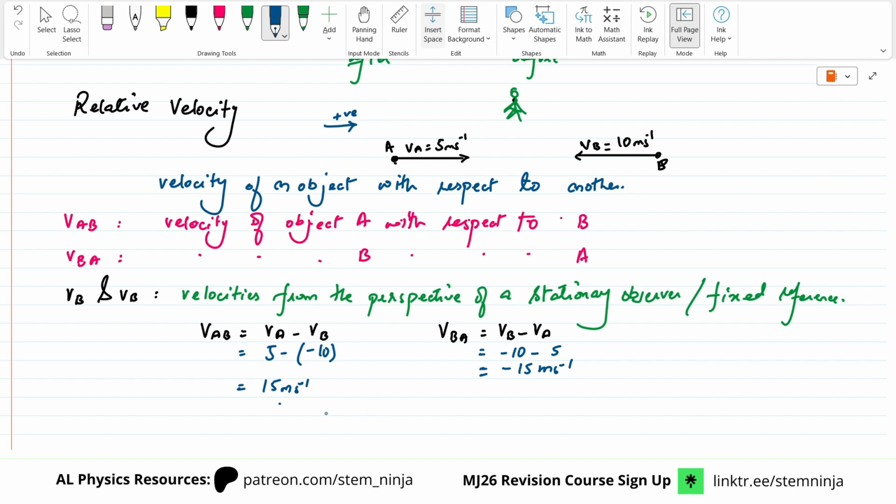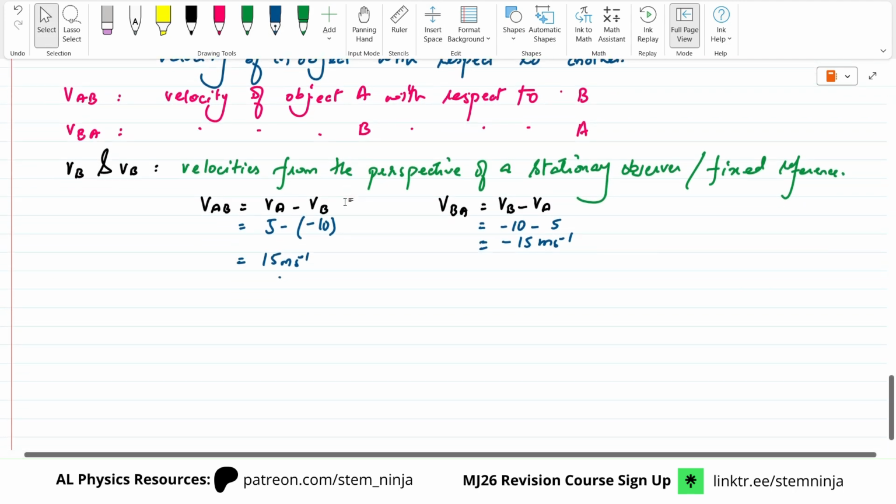So what this basically means is, from the perspective of B, because it is also moving, A is coming at B at 15 meters per second. It feels like to B that A is coming at it at 15 meters per second because B is not stationary. It is also moving closer to A. Same case is happening with A.